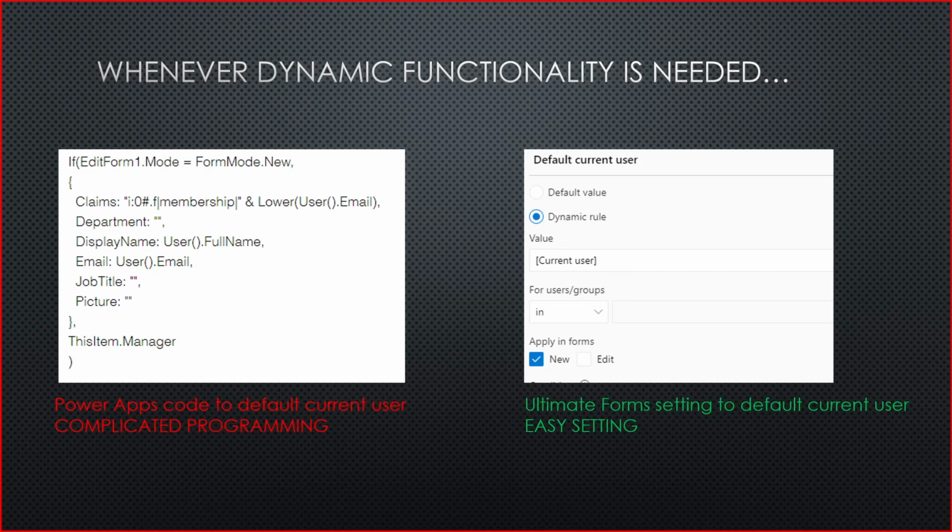Here's an example which to me really encapsulates the difference when comparing between these two different development platforms, those being Power Apps and Ultimate Forms. On the left, you see the code snippet that is required if you want to accomplish what I consider to be a very common requirement for a form, that being default the name of the current user into a people field.